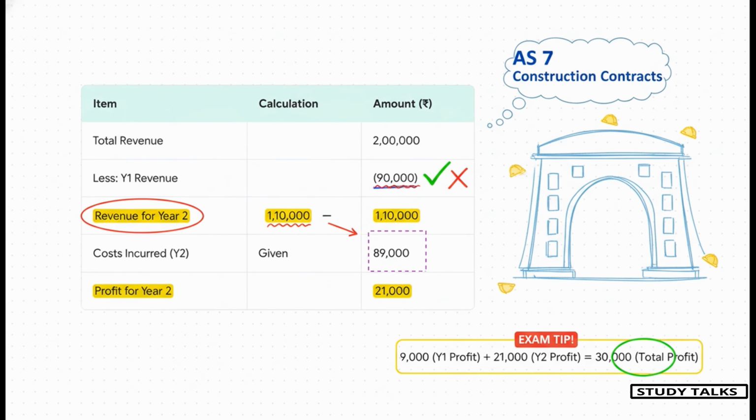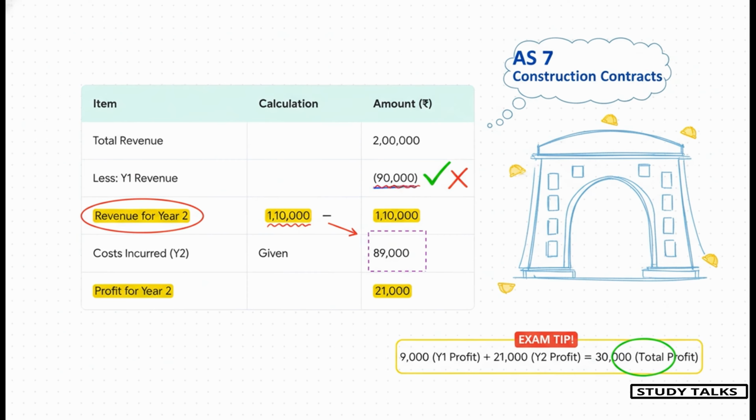Okay, moving on to year 2. The contract is now finished. The total revenue for the whole project is 2 lakhs. Now, we already booked 90,000 of that in year 1, right? So the revenue left to recognize in year 2 is 1,10,000. The costs we incurred in year 2 are 89,000. So the profit for this year is 1,10,000 minus 89,000, which is 21,000.